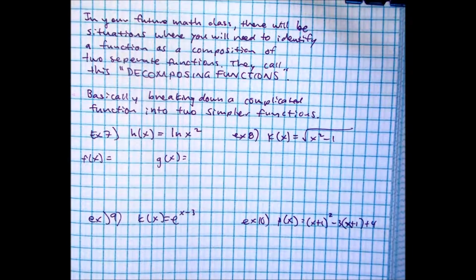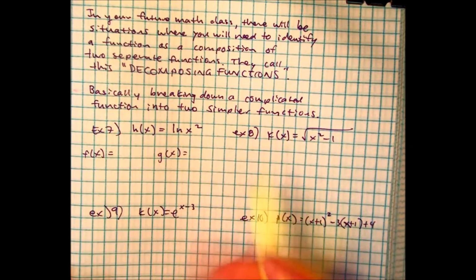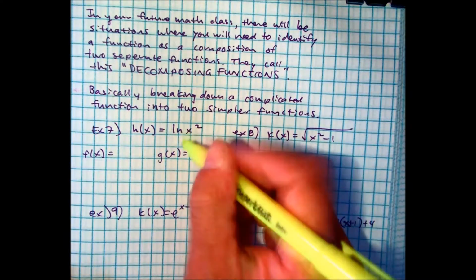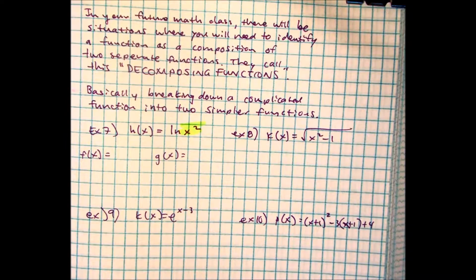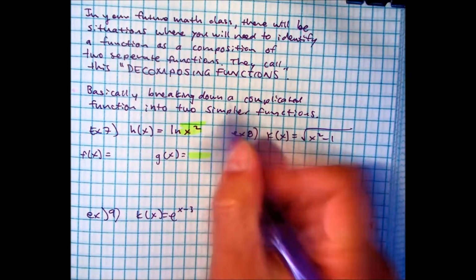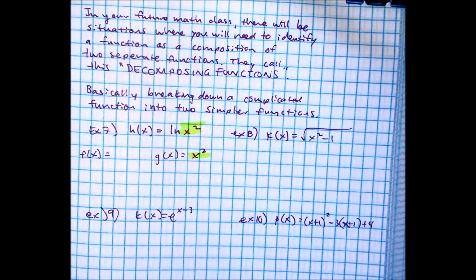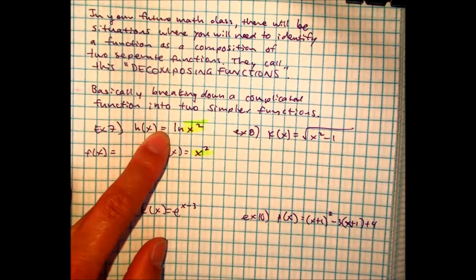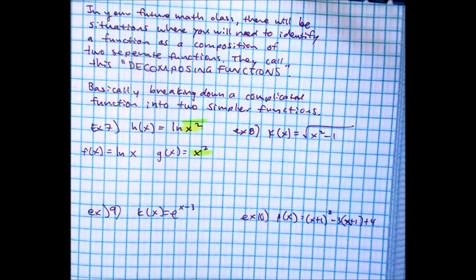If you have a highlighter, you can highlight things that are repeating, or in examples 7, 8, and 9, you don't see that. So here I'm going to highlight x squared. If I take x squared here, I'll call that g of x. Okay, class, I have a question. What part did I not highlight here in h of x? That's called the natural log, ln of x.